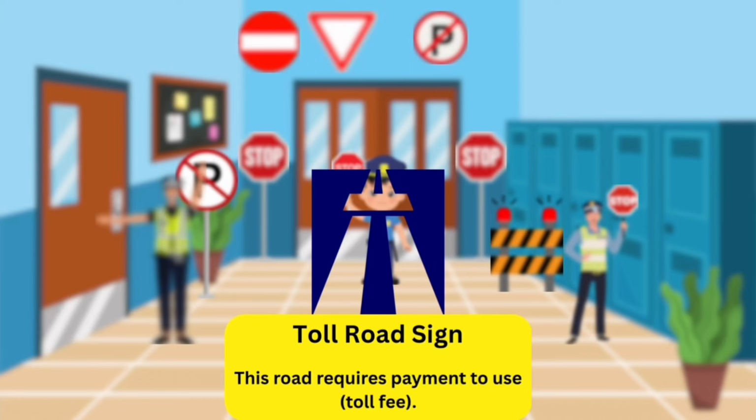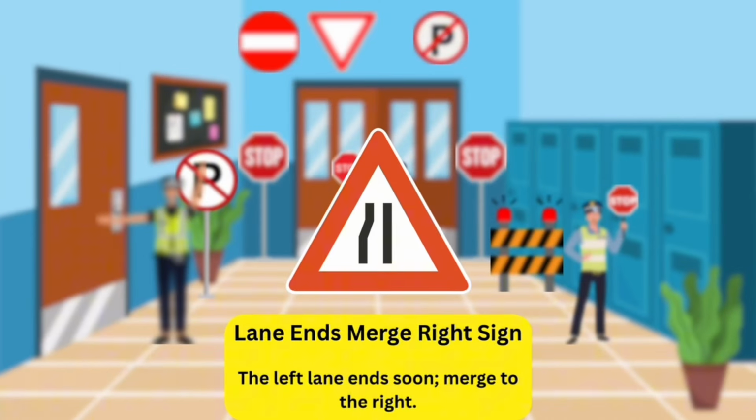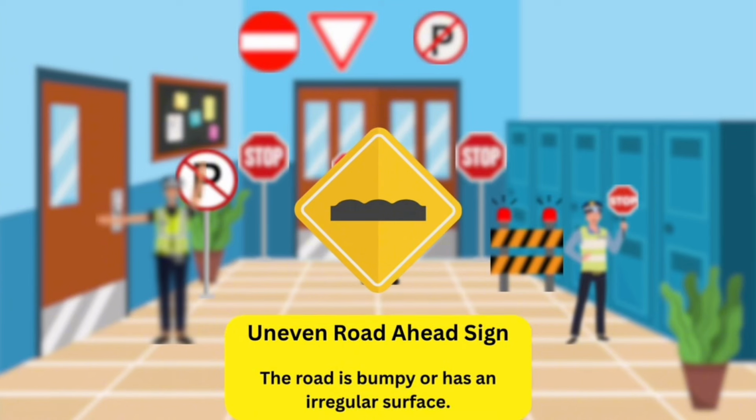Toll road sign. It means this road requires payment to use. Lane ends merge right sign. It means the left lane ends soon. Merge to the right. Uneven road ahead sign. It means the road is bumpy or has an irregular surface.